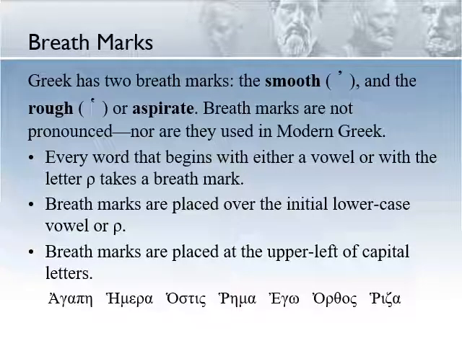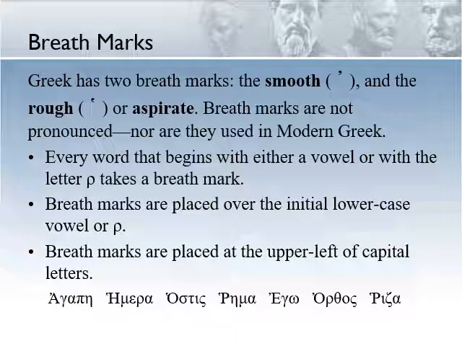Right after ego, you'll notice orthos. Orthos, the Greek word for straight. Our English word orthodoxy comes from this. Orthodoxy is literally straight teaching. Orthos. But notice just for now the capital Omicron at the beginning of this word and the smooth breath mark just before it. Lastly, notice the word rhiza. Rhiza is the Greek word for a root.